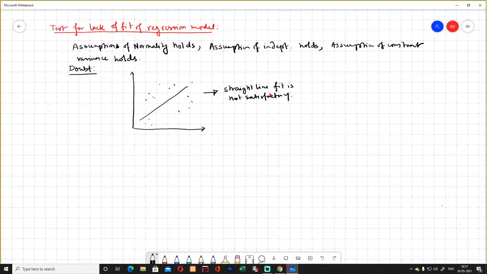So we need a test to determine if there is systematic curvature present. That means the test procedure determines if there is systematic curvature present.